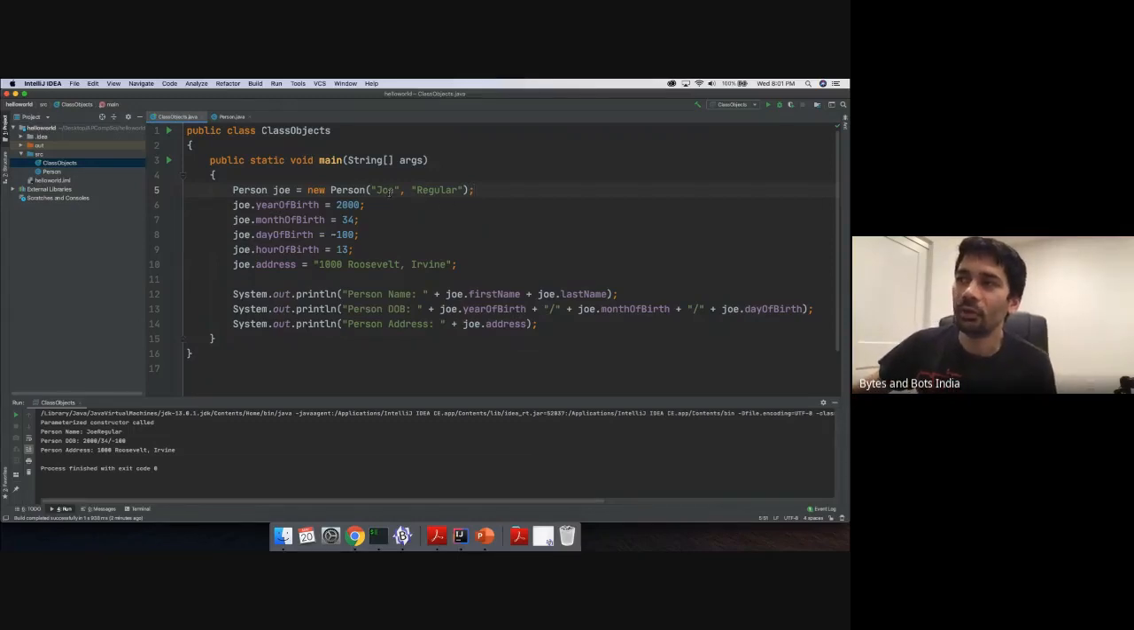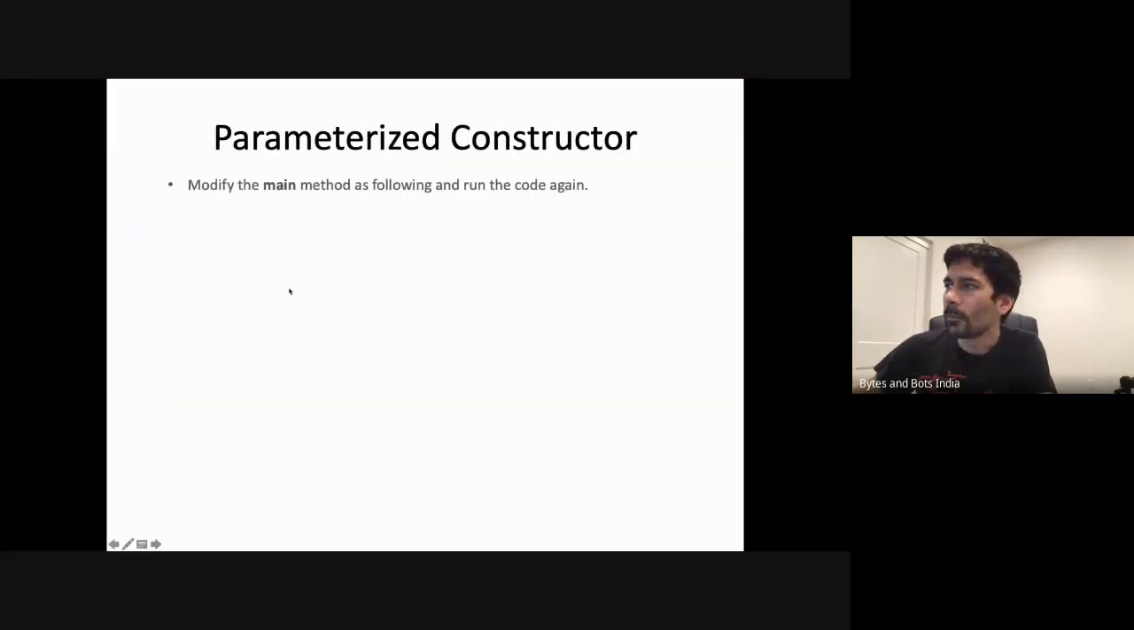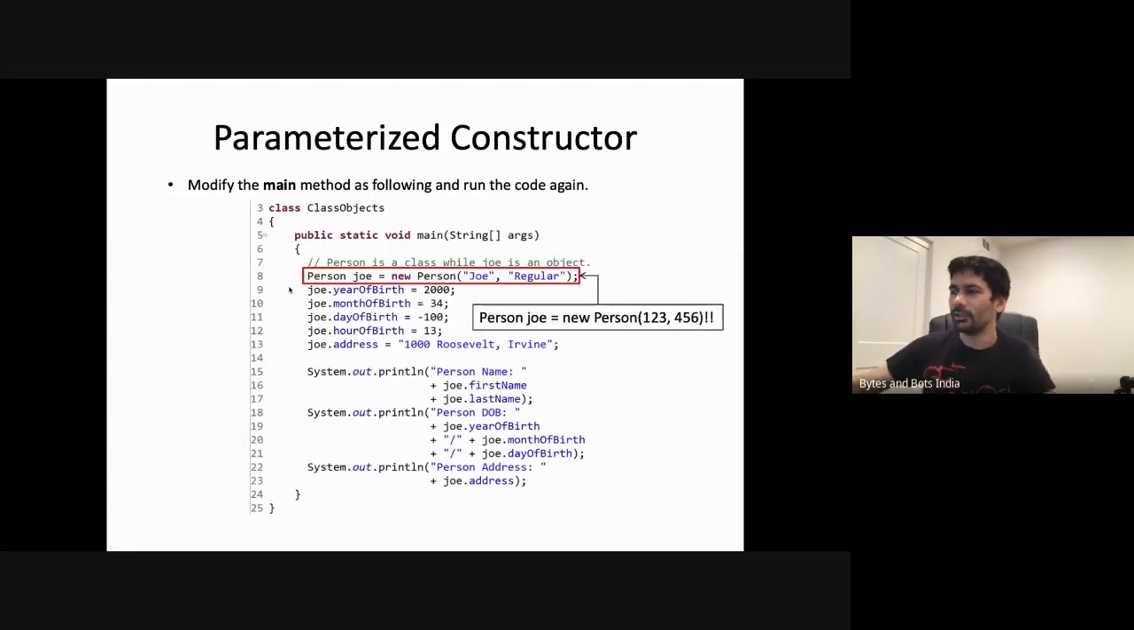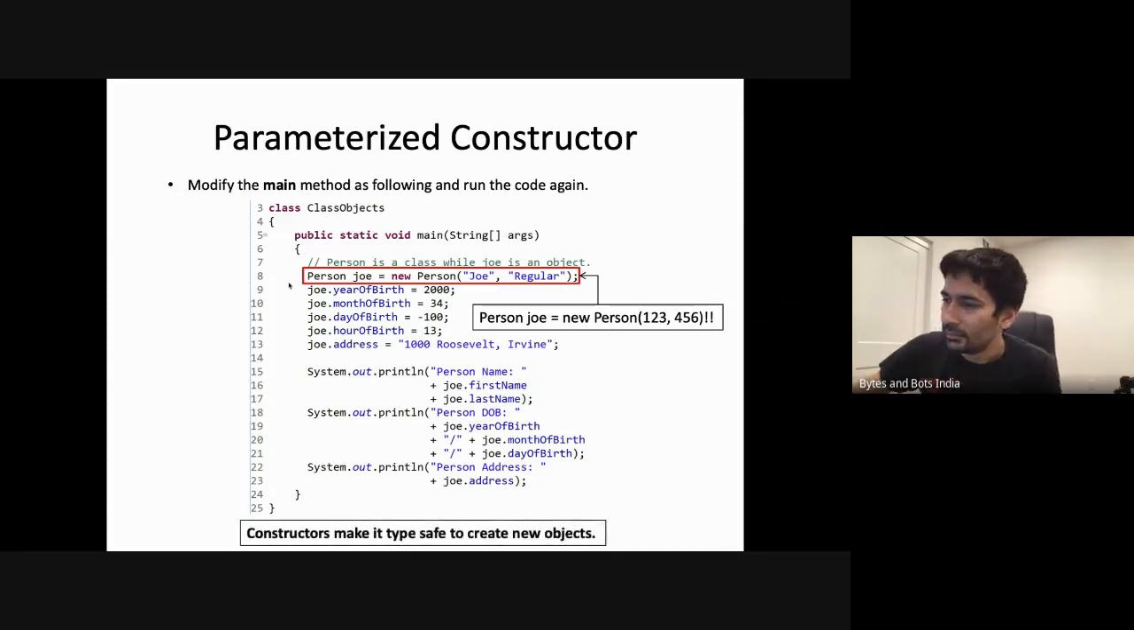Secondly, they don't have to know that Joe has internal variables called first name and last name. They just give the first name, last name, and they expect that Joe will save it somewhere, right? So we're seeing some value in this. So let's move on. Now, as I said, if you try to put numbers, it won't work. Constructors make it type safe to create new objects, right?